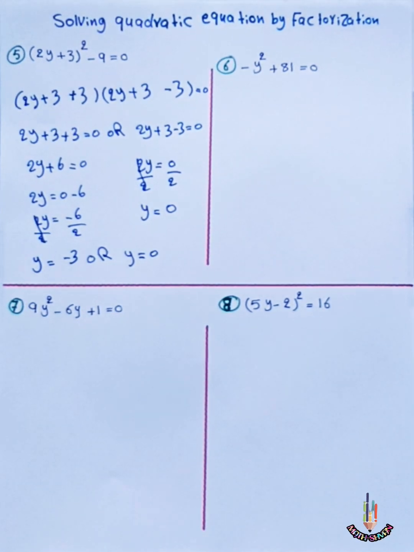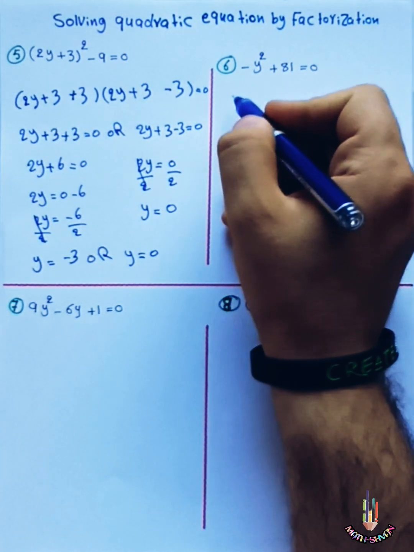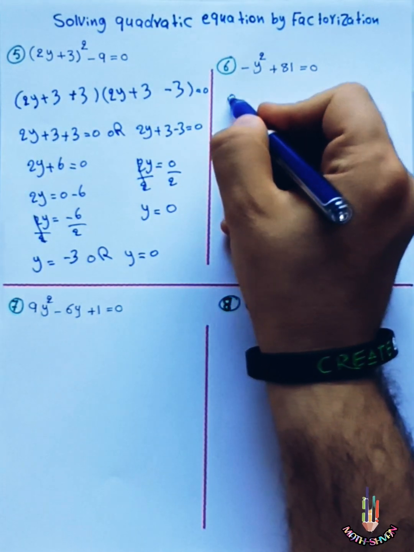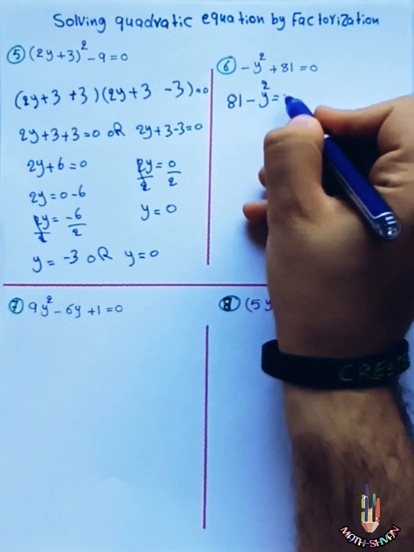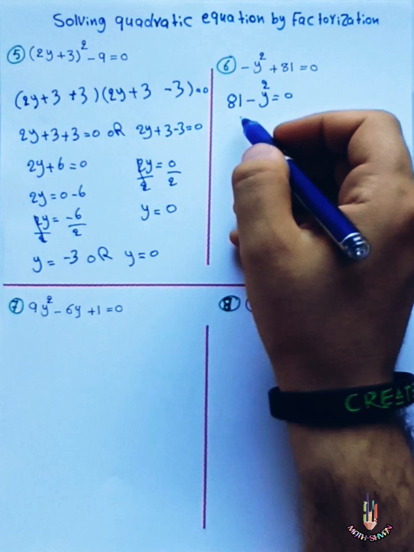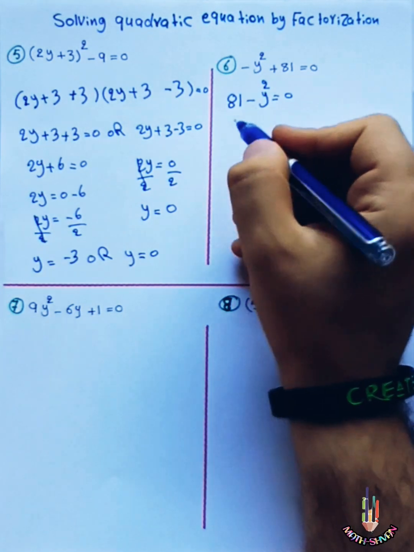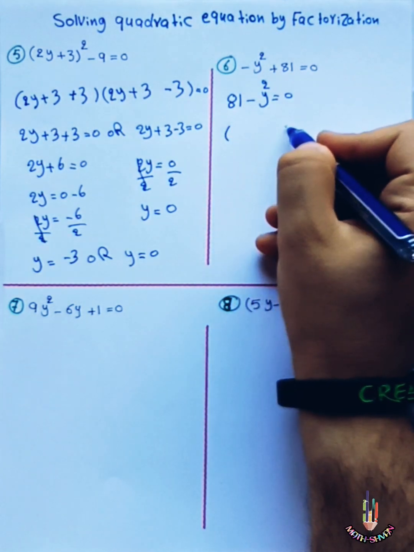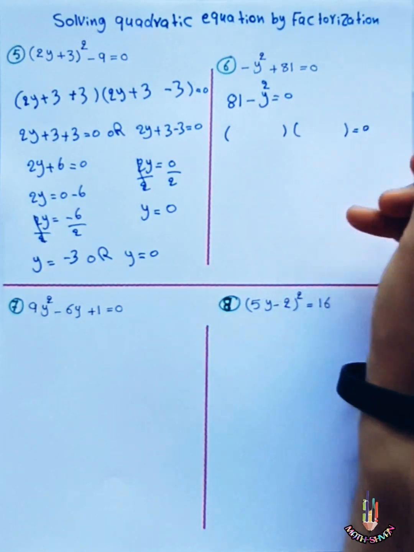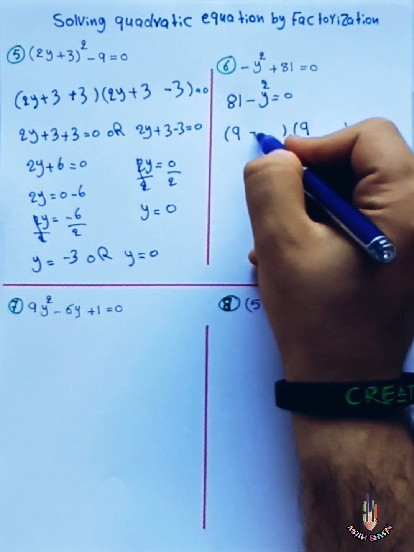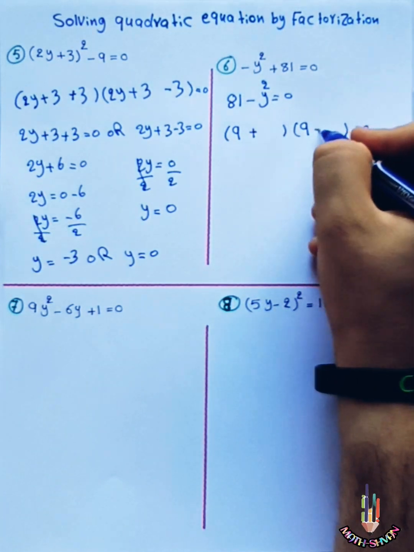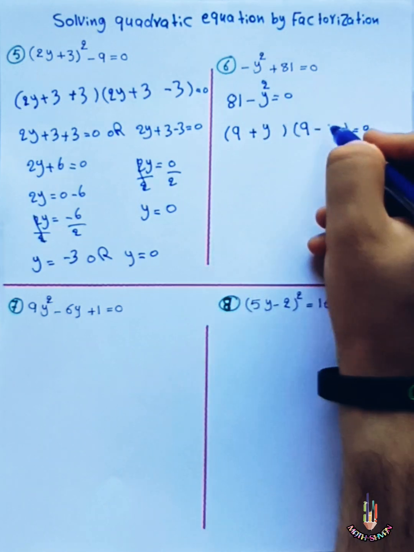So we can rewrite this equation like the difference between two squares. So we can write this equation like that: positive 81 minus y squared equal to 0. Now this is the difference between two squares, so we can write the rules for difference between two squares. 81 comes from 9 multiplied by 9, and then the first parenthesis is plus and the second is minus. Y squared comes from y multiplied by y.